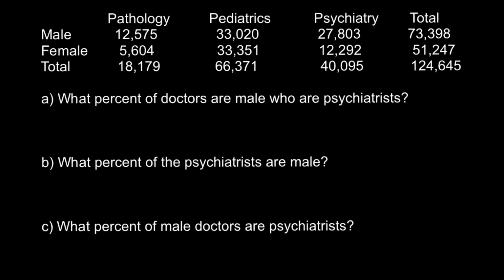Question A: what percent of doctors are male who are psychiatrists? Question B: what percent of the psychiatrists are male? And question C: what percent of male doctors are psychiatrists? This seems like the same question, just rephrased. Some of you may think, oh, this is the same, like 2 plus 3 plus 5 equals 10, and if we change the order of the numbers, for example 3 plus 5 plus 2, it is going to be the same 10. So we have to answer only one question, and the rest would be the same.